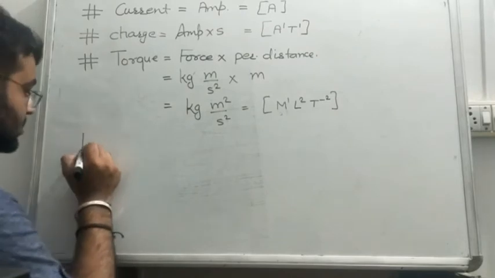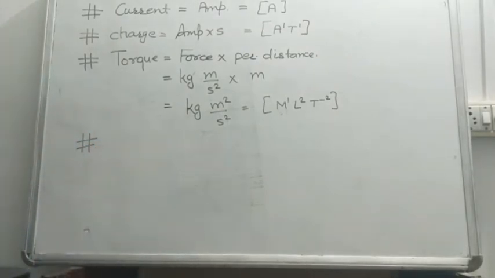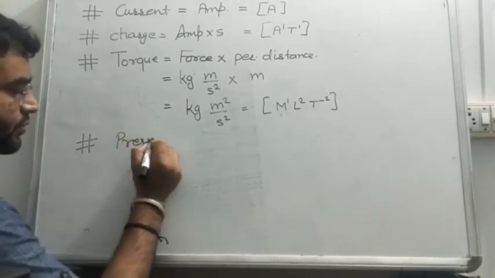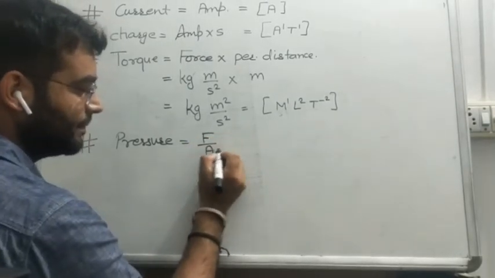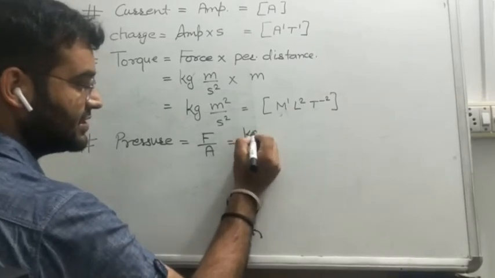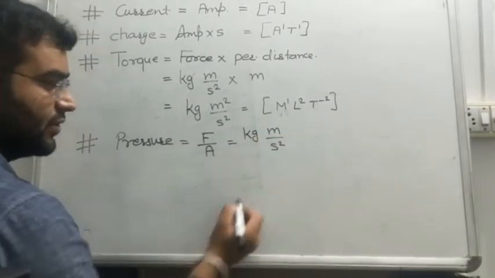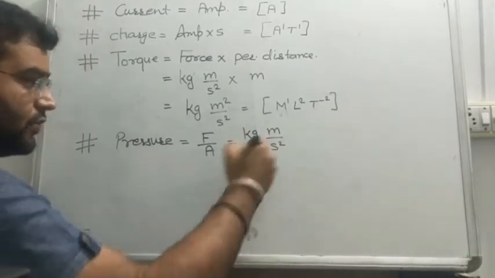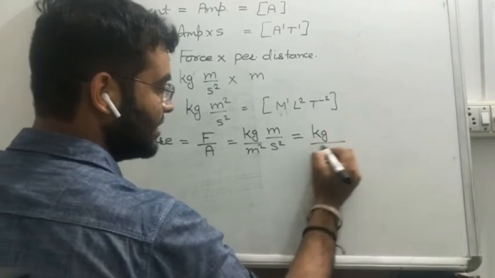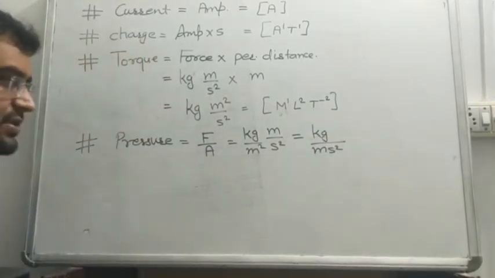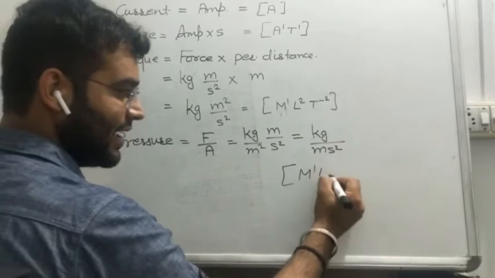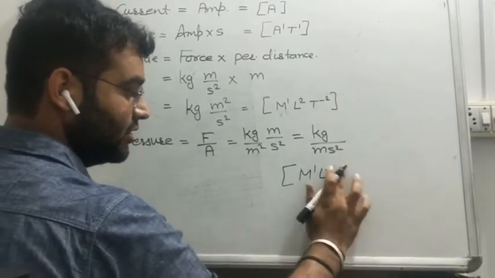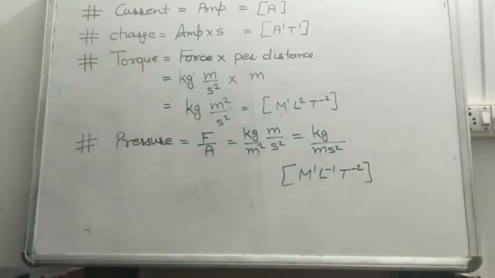Some other physical quantities are there, like pressure. If you talk about pressure, obviously you all know the formula of pressure is force over area. The unit of force is kg meter per second square, and the unit of area is meter square. If you cut out and solve this, you get kg per meter second square. That means the dimensional formula of pressure is M1 for kg, L minus 1 for meter, and T minus 2 for second. Okay, I will give you some examples and some homework for this.